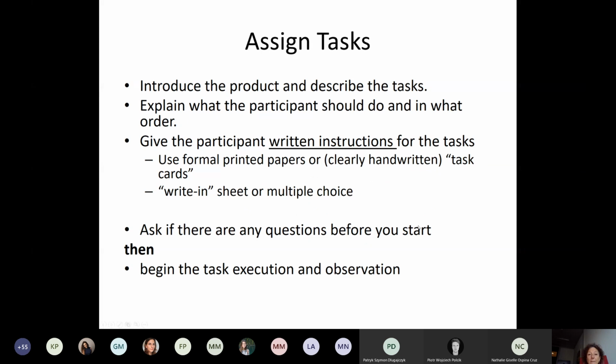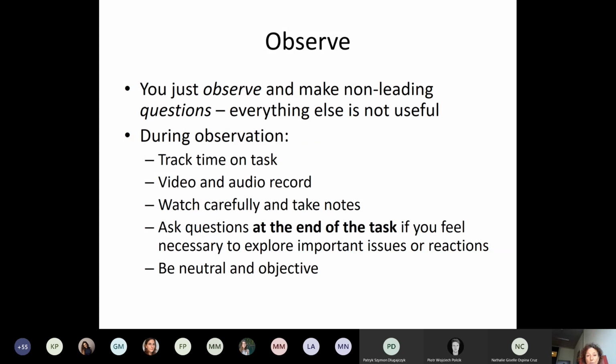Then assigning tasks, you have to explain through written instructions, through a form that should be reported in your document, what the instructions are that you give to the user. You have to ask the user to read them carefully, and if they have any doubt, to clarify the doubt with you before starting, and then start the execution.